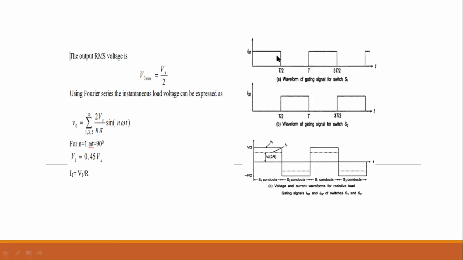So this type of gate firing pulse will be required for the first thyristor that can be used in place of S1, and this type of gate firing pulse is required for the thyristor that can be used in place of S2. So this will be the shape of the firing pulses. This will be the output voltage that we are getting through the load, for a resistive load. If the load is resistive, this type of output waveform will be observed on the oscilloscope.